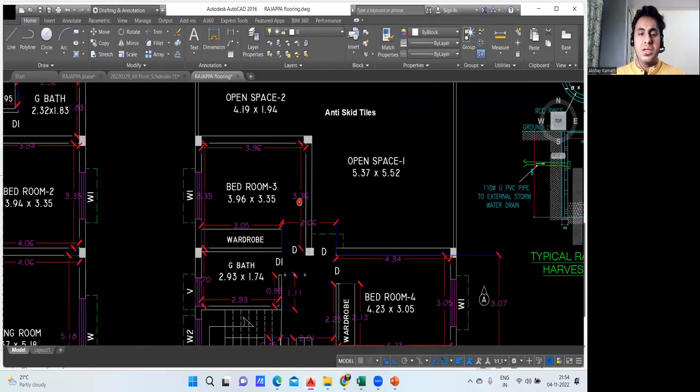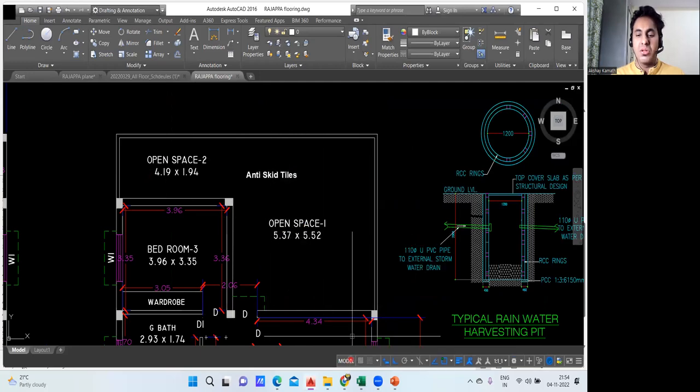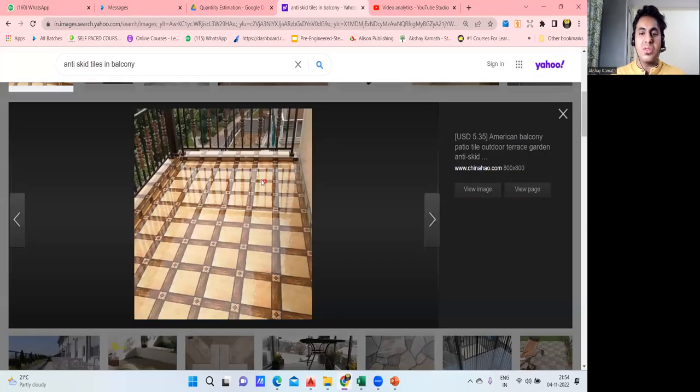Like I mentioned, here we are going to provide the anti-skid tiles. So what exactly are anti-skid tiles? You see, it's an open portion, right? Usually, a few people keep it as it is. You put a skid concrete and you finish it off. Few people, if you regularly use that area, then usually what we do is we put tiles there.